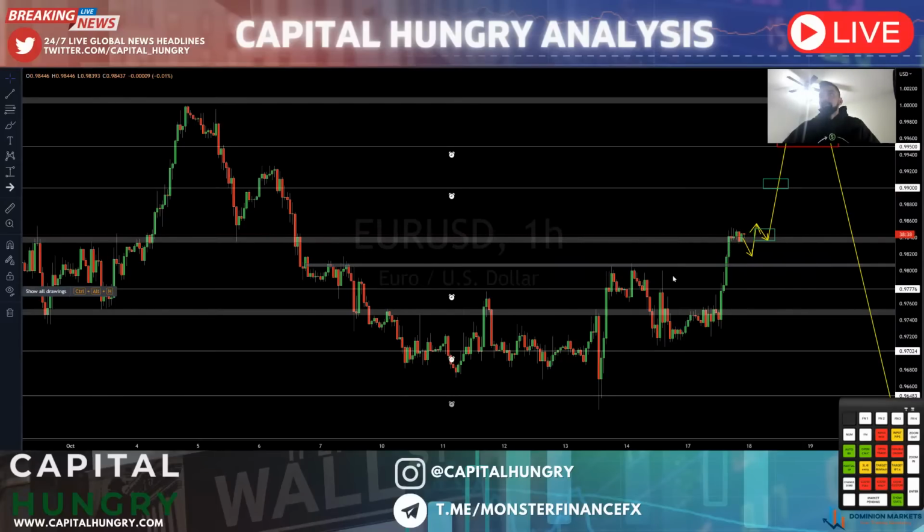Otherwise, if we snap back below the range here, and especially come below 0.97 key level, cancel out that bullish engulfing daily candle move, I would just be jumping back into the higher time frame sell bias.